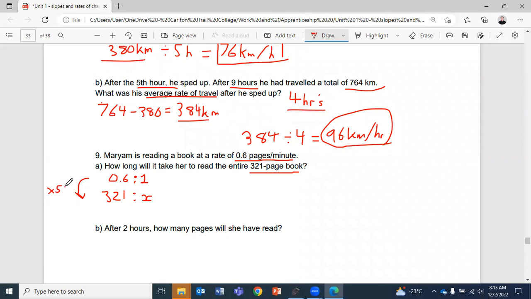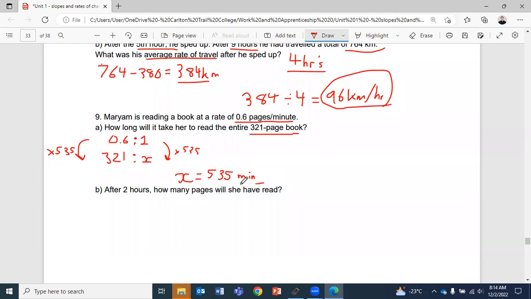535. Which means I take this 1 times it by 535 to get my answer. Well, 1 times 535 is just going to be 535. So it's going to take me 535 minutes. Oh, okay. So the question A is done. Now we look at question B.